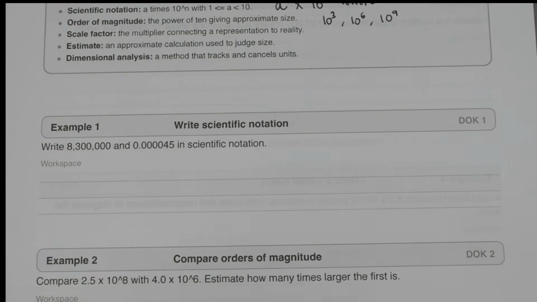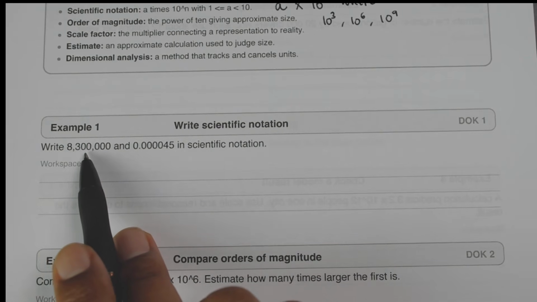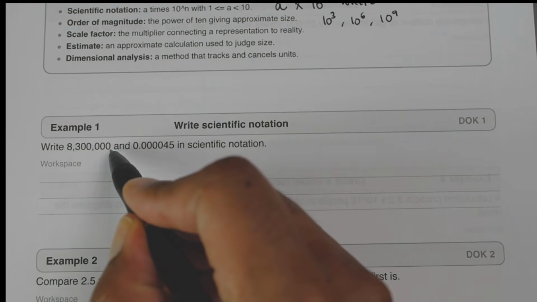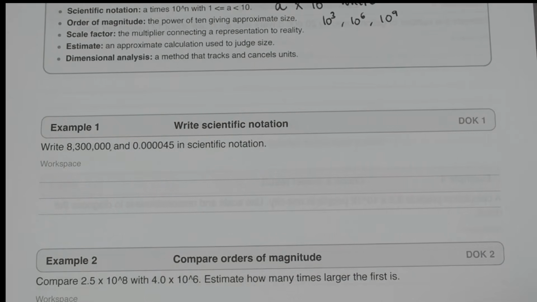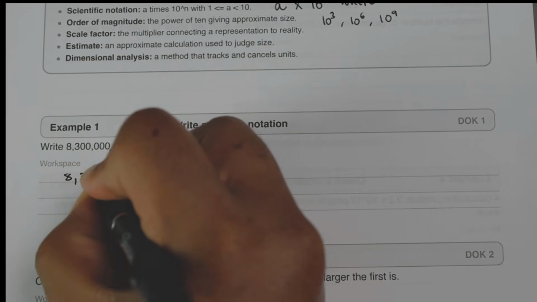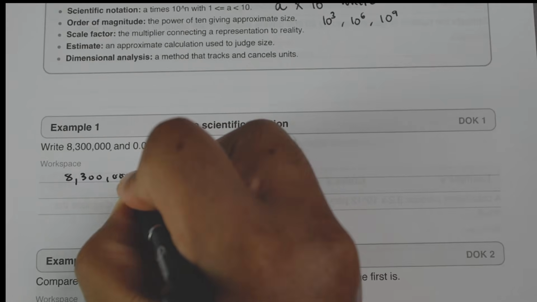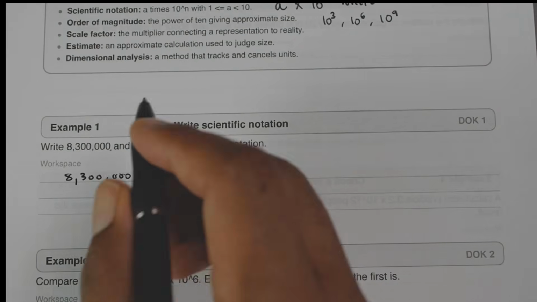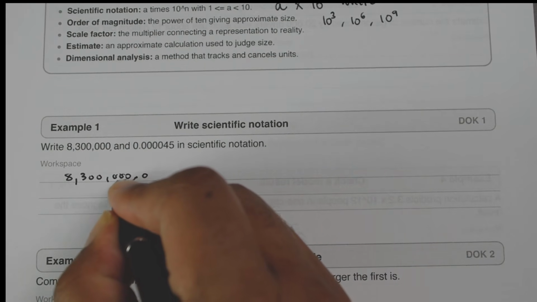So example number one, it says write 8,300,000 and 0.000045 in scientific notation. So for 8,300,000, we're going to move the decimal 6 units to the left because you got to think the decimal is essentially here. So I'm going to rewrite this, 8,300,000. Decimal is located here, right? Because I know that I don't have any cents. I'm going to move it 6 places.